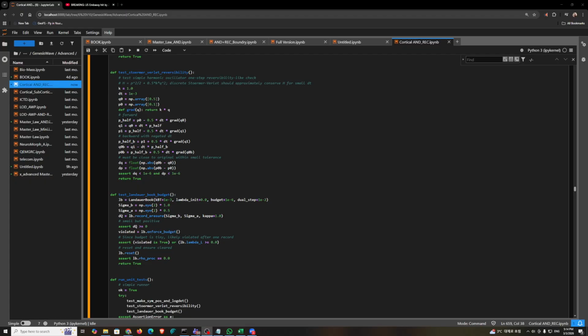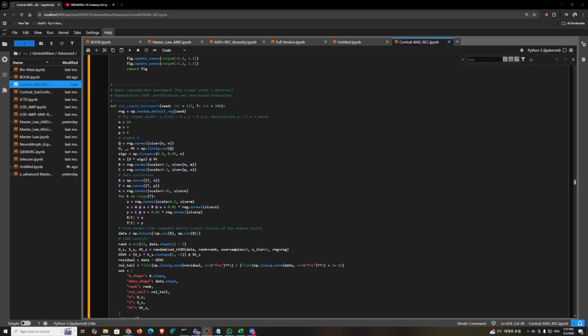And then of course we have to deal with the testing and the benchmark. The run simple benchmark function provides just a controlled environment to test a key feature, basically model reduction, and it simulates a simple generic dynamic system, a toy linear plant, for example, and it generates a history of its states. Then it applies that randomized RSVD technique to this history, showing how the engine can efficiently extract and compress the most important information about the system's dynamics.